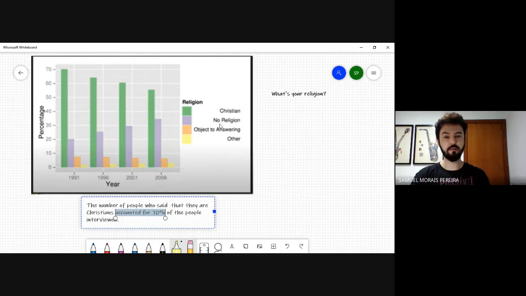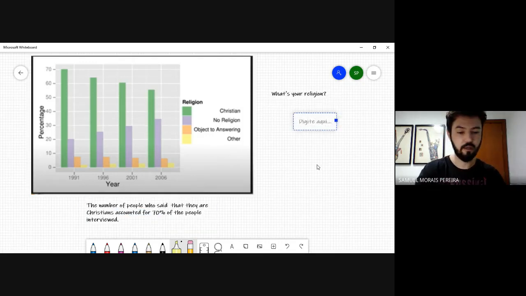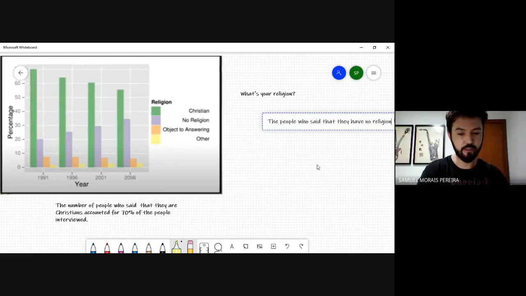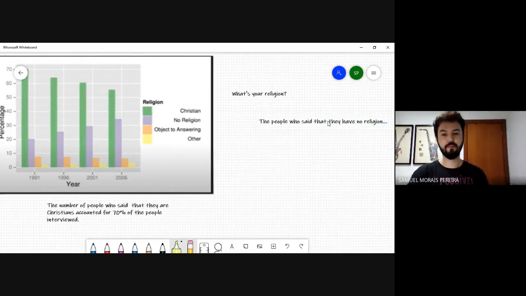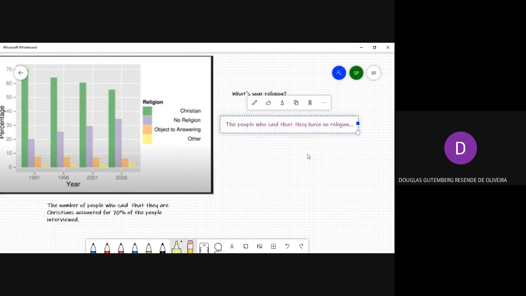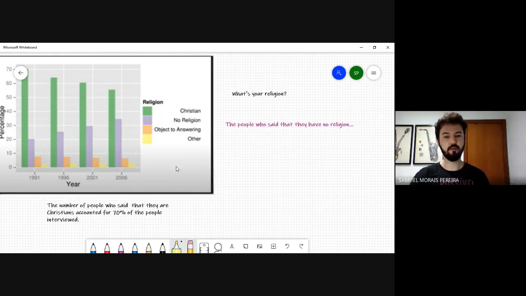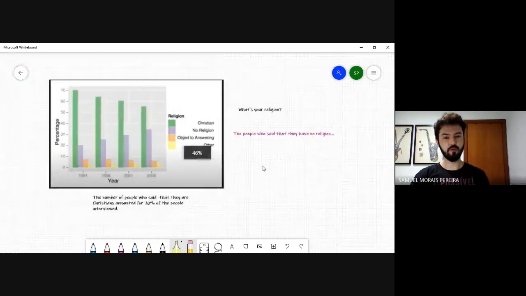I am asking you about the people who have no religion. So you start like this, Douglas. The people who said that they have no religion, blah, blah, blah. Right. The people who said that they have no religion accounted for 30% of the people interviewed. Quando foi isso? When was that? 2001. Okay. Thank you very much, Douglas.